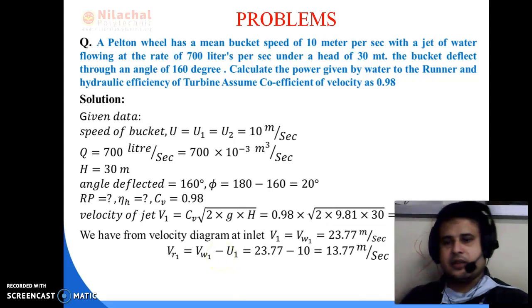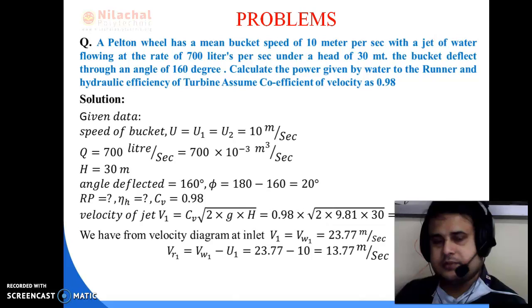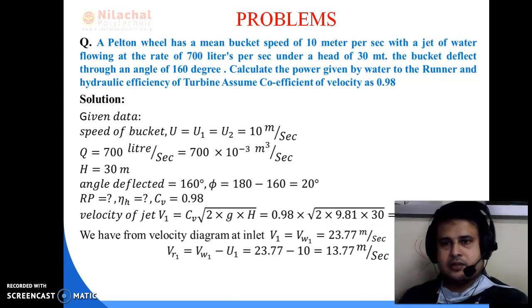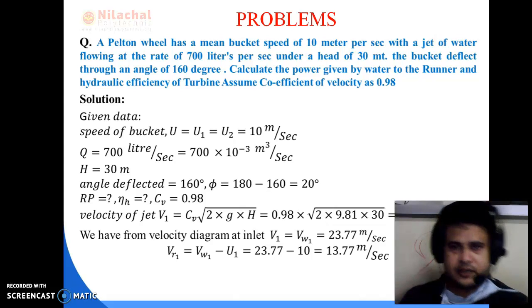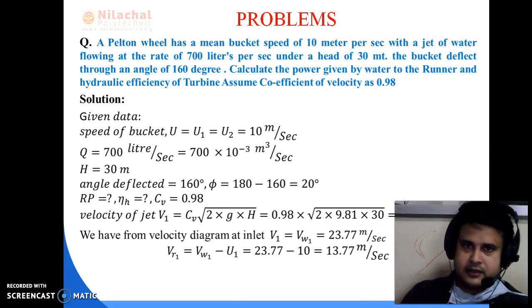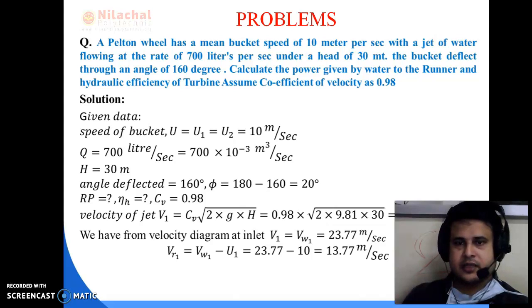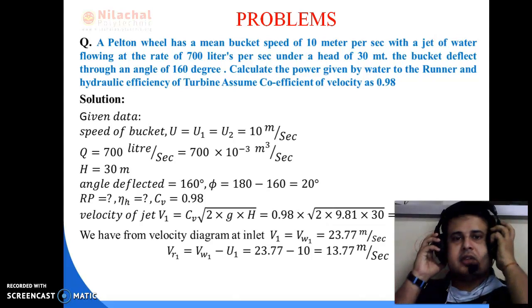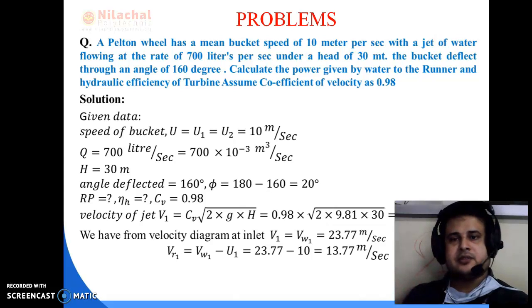Let's do a problem related to Pelton wheel turbine. The question says that a Pelton wheel turbine has a mean bucket speed of 10 meter per second with a jet of water flowing at the rate of 700 liters per second under a head of 30 meter. The bucket deflects the jet through an angle of 160 degree. Calculate the power given by the water to the runner and hydraulic efficiency of turbine. Assume coefficient of velocity as 0.98.